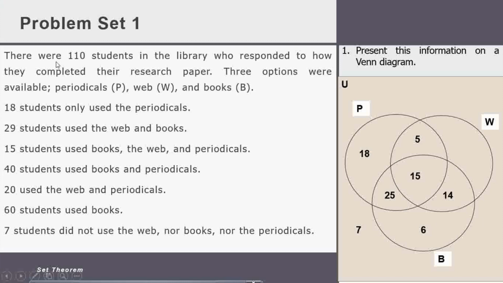By so doing, we will find a 20. So these values will give us 90. 90 from 110 will be 20. So it means that 20 students used only the web in their research paper. Ladies and gentlemen, this is how we come up with a Venn diagram and how we fill up this information on the Venn diagram. Now let's answer the questions that follow.